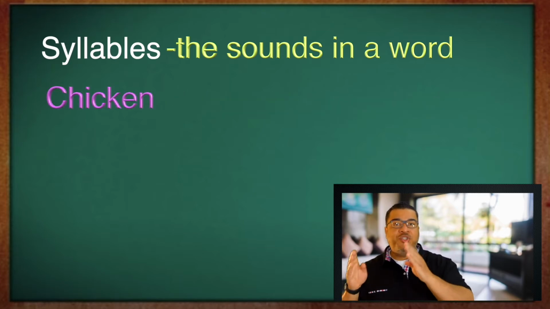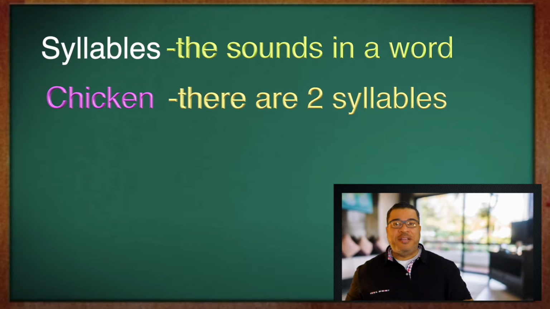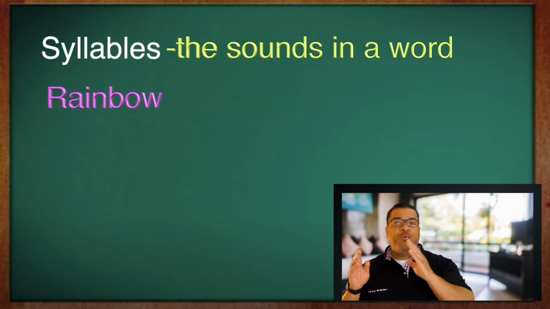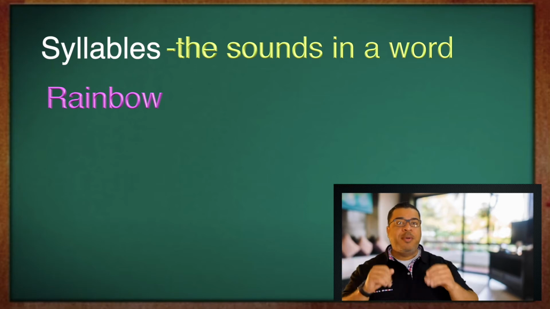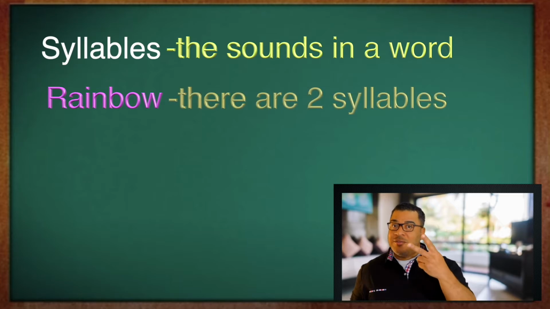How about chicken? How many syllables do you hear? How many sounds do you hear? Chicken. Did you say 2? Right. How about rainbow? How many syllables do you hear? 2? You're right. So now that we understand what a syllable is, I promise this will be very important a little bit later in the video. Now we have to move on to point number 2.